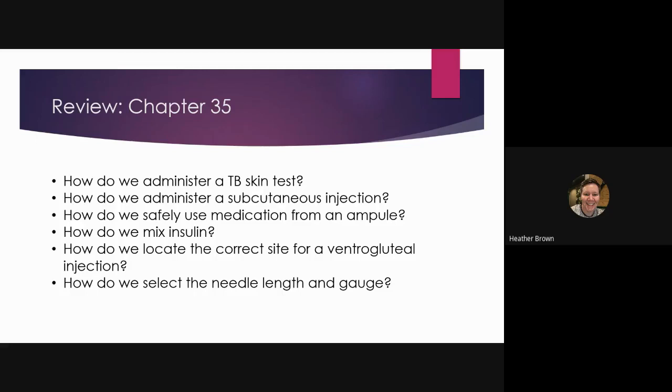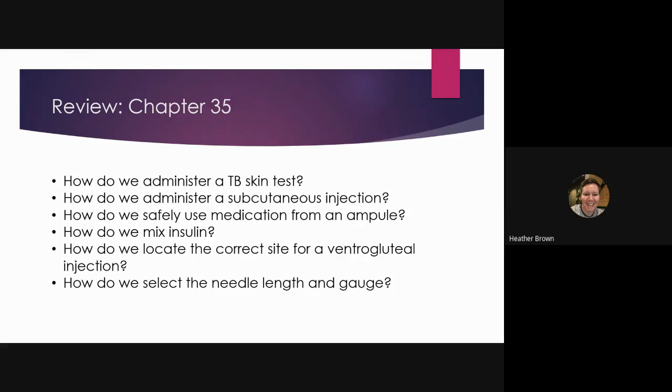So we use the gauge needed for the medication I'm going to give and the patient, but we only use the smallest needle needed to get the job done. But if it requires a thick needle, you're going to use the thick one, okay, guys? So you always pick the smallest diameter needed to get the job done.